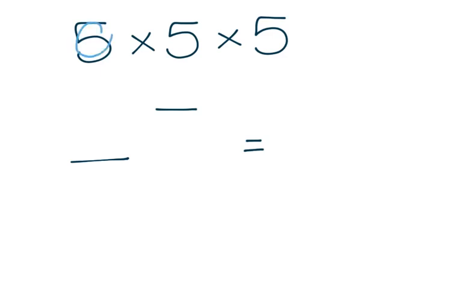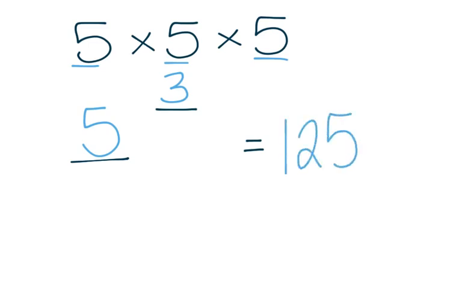So your base is the number being multiplied. So we have 5, and there are 1, 2, 3 of them. 5 times 5 is 25. 25 times 5 is 125. So that is your answer. Okay, it is not 15. It is 125.